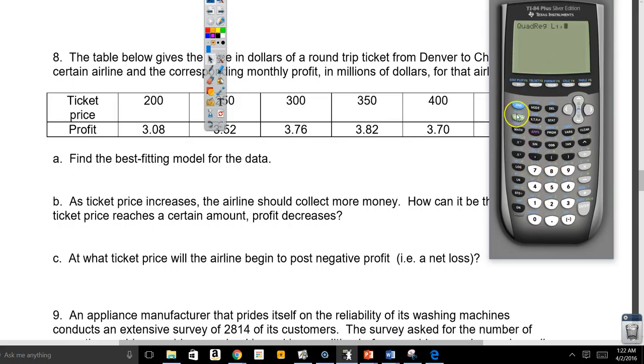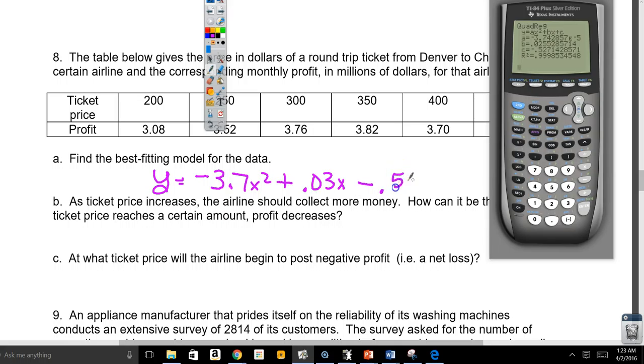L1, L2, vars, 5, 1. Very high correlation, so write down our equation. 3.7 x squared plus 0.03x minus 0.53. As ticket prices increase, the airline should collect more money.